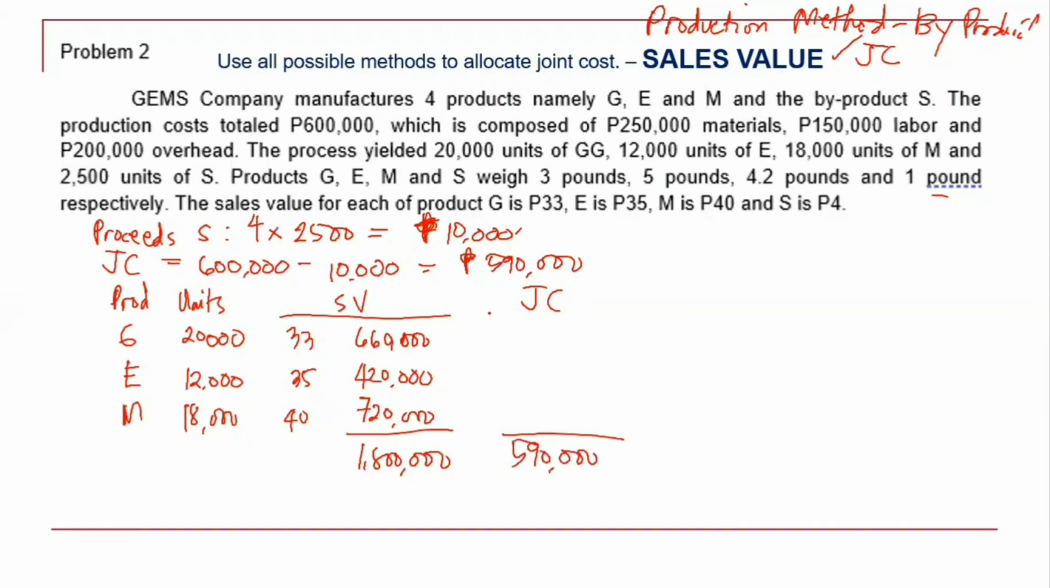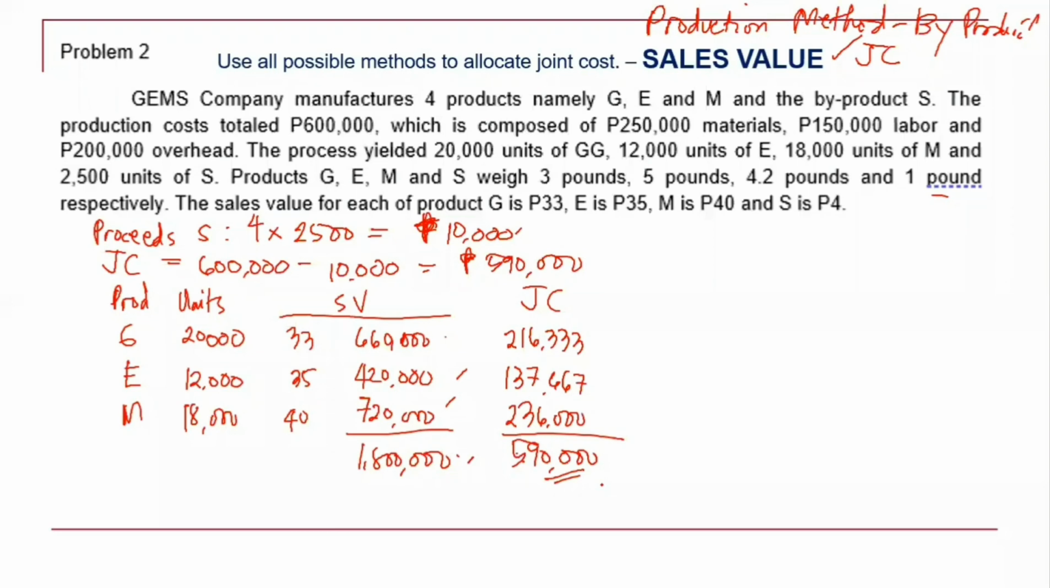Okay, I hope na-gets na natin to. So 590 times 660 over 1.8 million, so that would be 216,333. And then for letter E, that's 590,000 times 420 over 1.8 million, that's 137,667. Okay, and then 590 times 720 over 1.8 million, that would result to 236,000. Ayan, so mukhang sakto naman yung joint cost natin, 590,000.